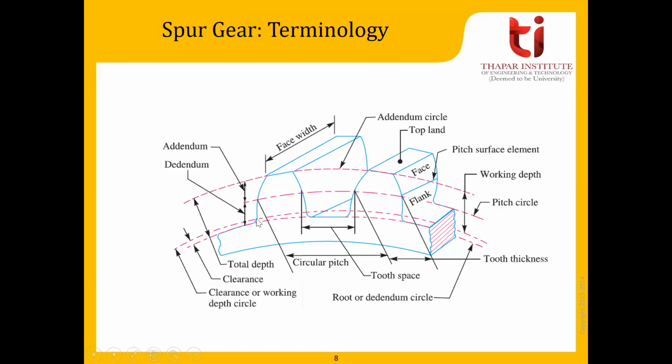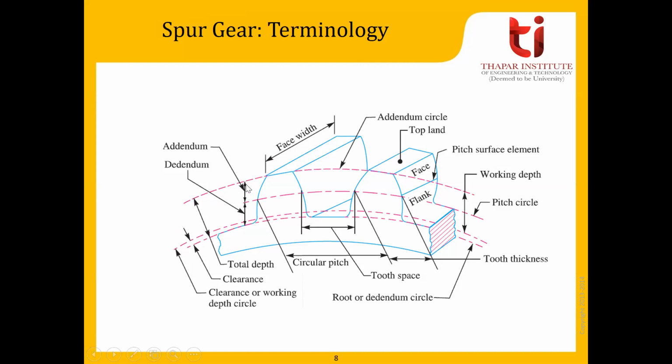So you can say within this area or space, which is from the base circle to the root circle, the gear profile is not following the involute profile. This is the fillet. And from the addendum circle to the base circle, this profile will follow the involute profile, right? And here you can say this is the clearance.